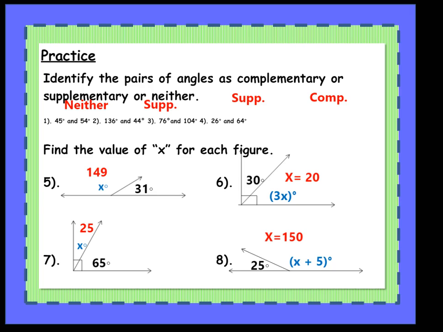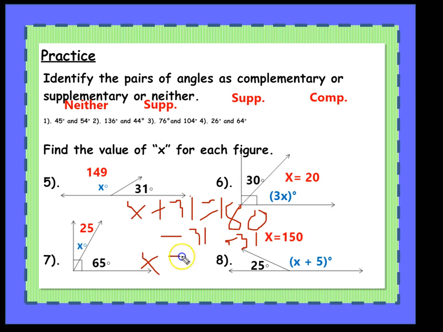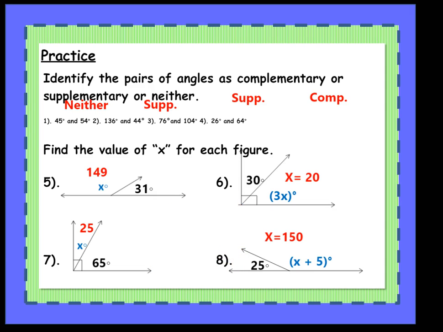Alright, and then on these other ones, you have to find the value of x for each figure. Well, number 5, they see that they have a straight line and that they have two angles. So they know those two angles have to be equal to 180. So this is their equation. They say x plus 31 equals 180. So to solve for x, you just subtract 31 from both sides. Once you do that, you're left with x equals 149. So that's how they did that.